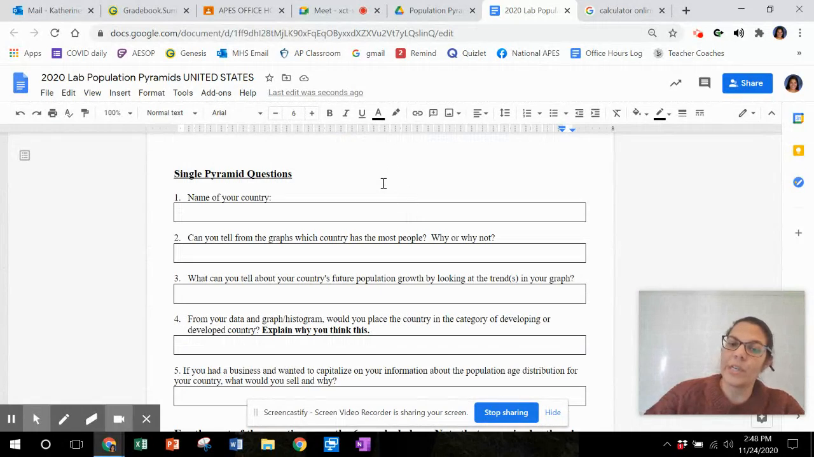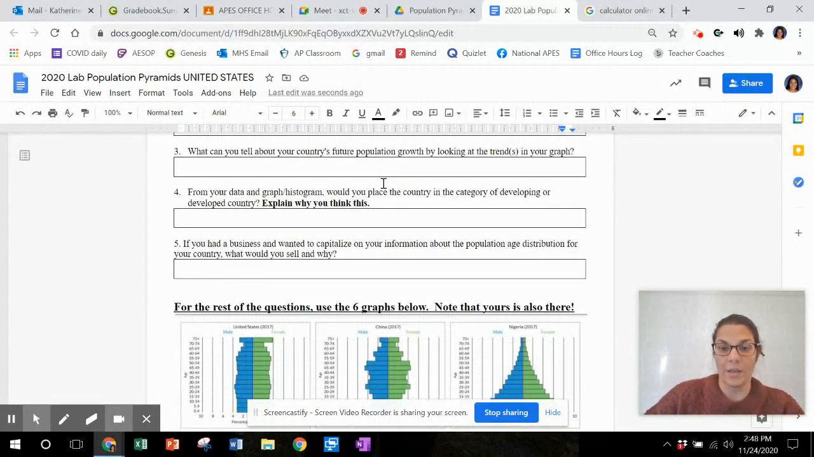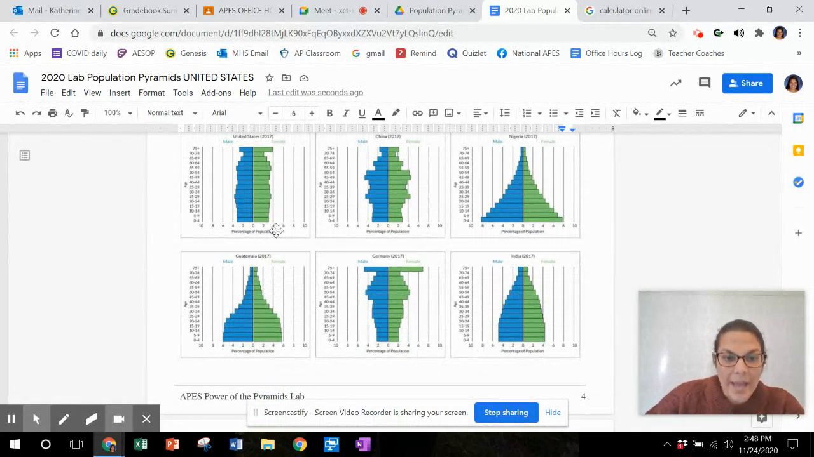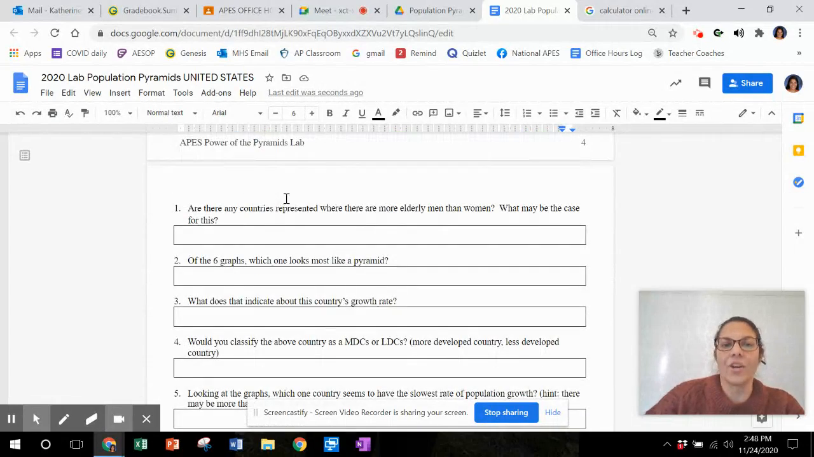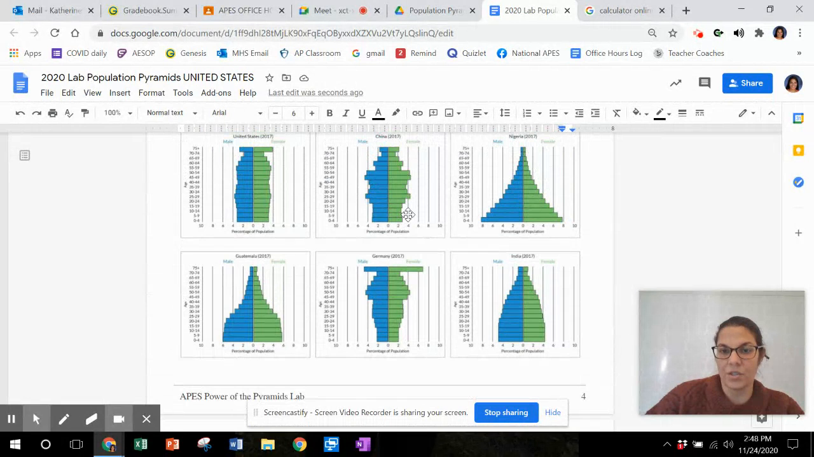And then you're going to answer questions about your population pyramid for your country. If you notice here, there are 6 graphs, and here's the United States right here. This is what your graph should ultimately look like. Then you're going to answer these questions, and you're going to use all 6 of these graphs for them.